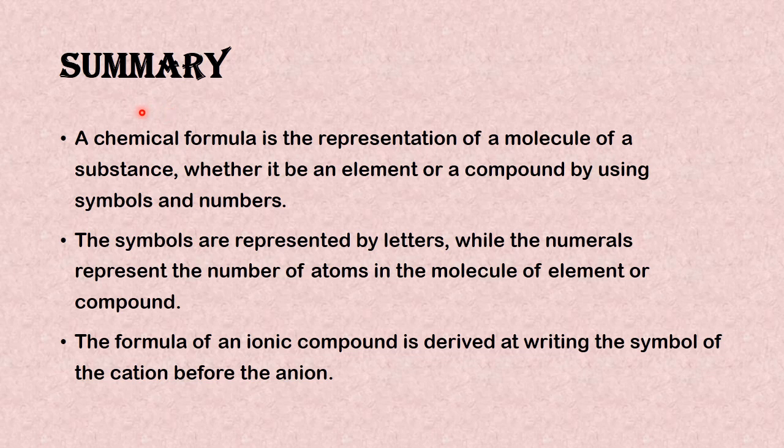This will help you in writing the chemical formula of ionic compounds. Now we have come to the end of our lesson for today. Before we go, let's take a quick look at the summary. A chemical formula is a representation of a molecule of a substance, whether it be an element or a compound, by using symbols and numbers. The symbols are represented by letters, while the numerals represent the number of atoms in the molecule of the element or compound.